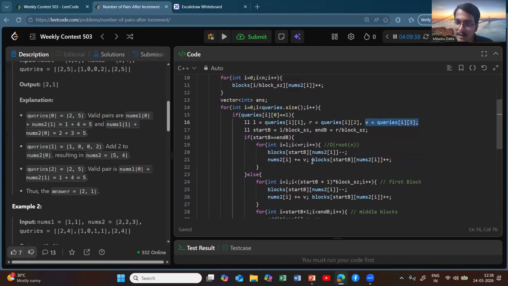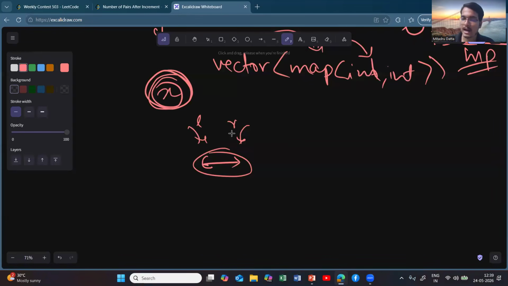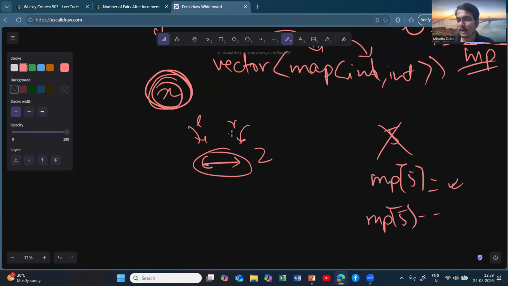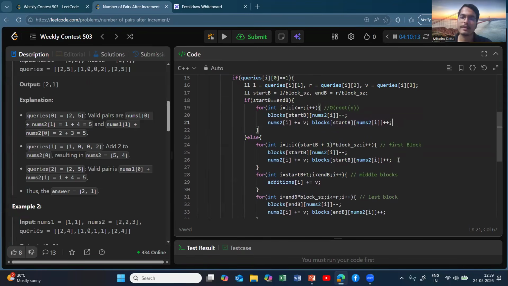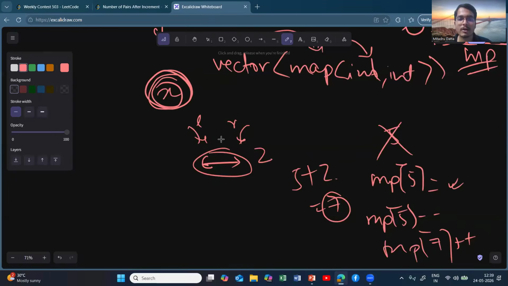Whatever value you need to increment, the incremented value you just store in the block. So earlier, let's say you are adding a value of 2 to 5, and earlier map of 5 was present. What do you do? You do map of 5 minus minus, remove 5, then you add 5 to 2, you get 7, then you do map of 7 plus plus. This is what essentially you're doing: removing one element from the map, then incrementing this v, and then again adding that element. Now what if this start and end are not in the same block?